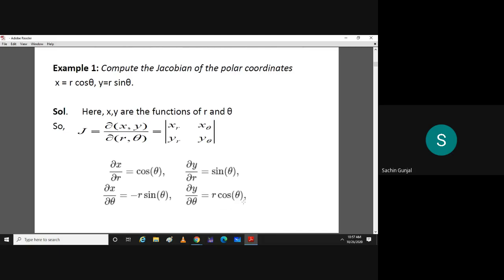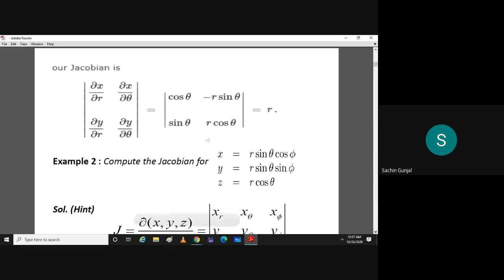Substitute these values in this determinant. So cos theta, minus r sin theta, sin theta, r cos theta. So this will be r cos square theta plus r sin square theta. If you take r common, it will be cos square theta plus sin square theta, which is 1. Therefore the Jacobian of xy with respect to r theta is r. All right. Understood?